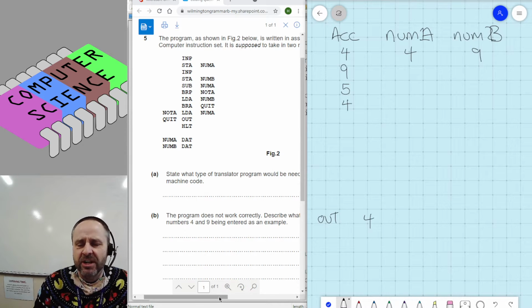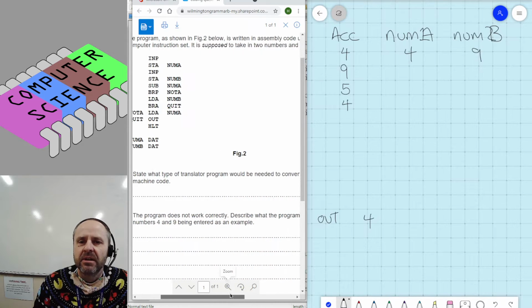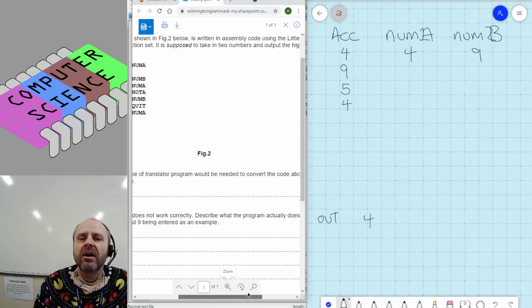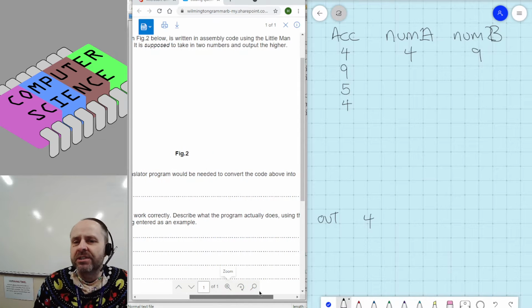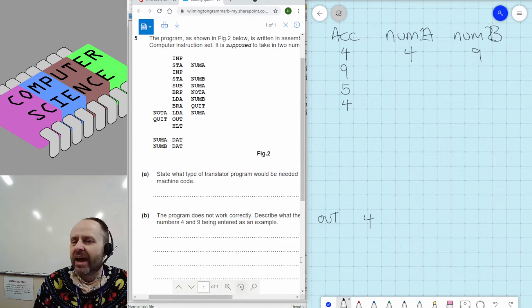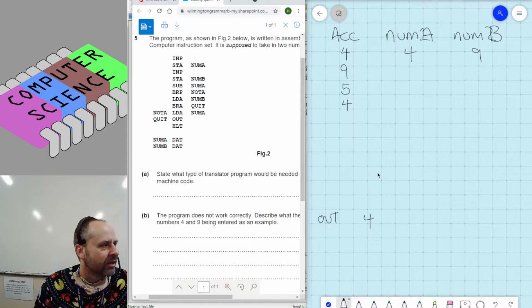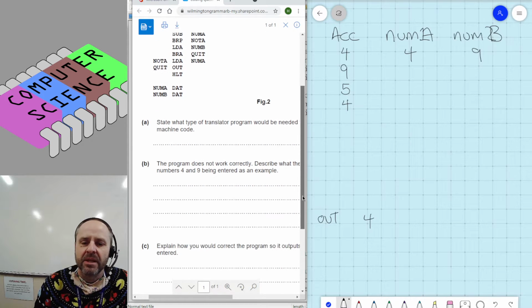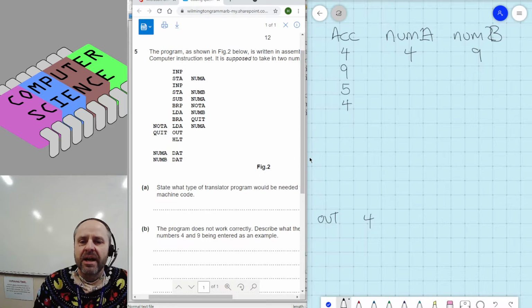What did it say at the start the program's purpose was? It is supposed to take in 2 numbers and output the higher. Well, it hasn't done that, has it? At all. Okay, so it's actually outputted the smaller number. Yeah? Right. How can we fix this program? What should it have done?